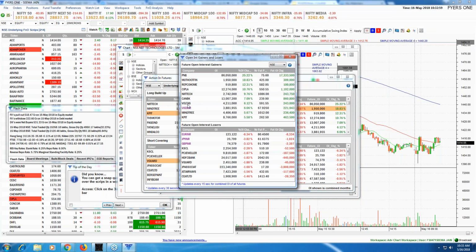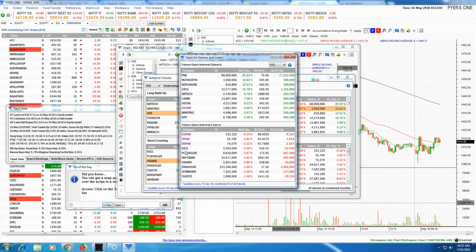And those which have lost open interest are KCL, PC Jeweller, HDFC Bank, V-Guard, JP Associates, Jet Airways, etc. Right? So you get a load of information from the Fires platform.